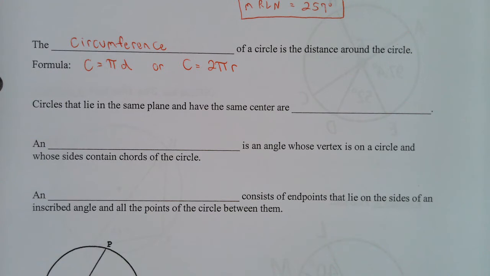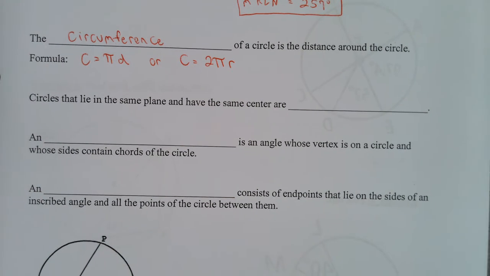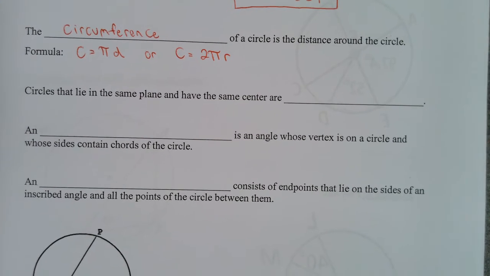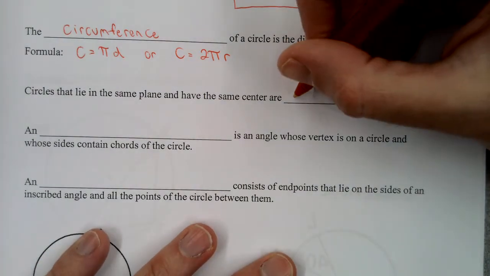A few more definitions, though, and then we have a few more examples. Okay? This next definition, circles that lie in the same plane and have the same center are called concentric circles.